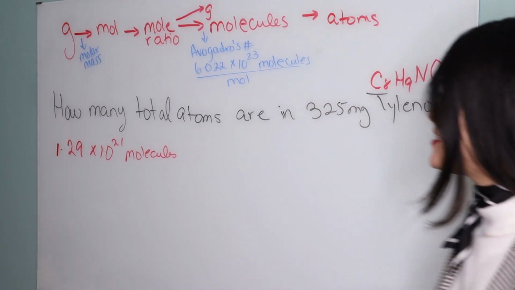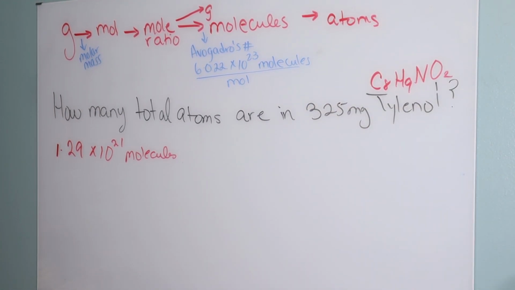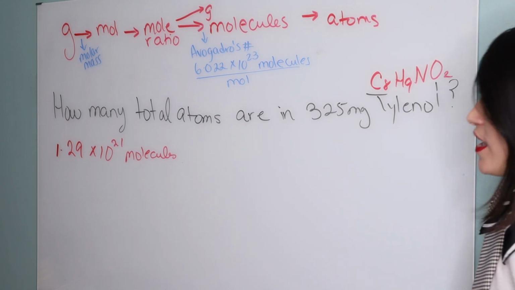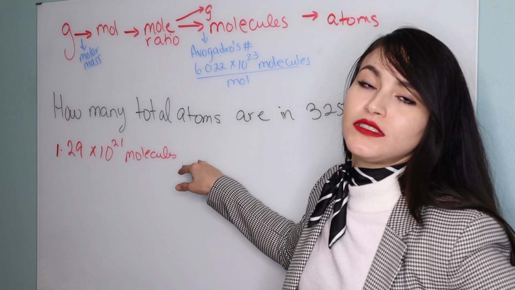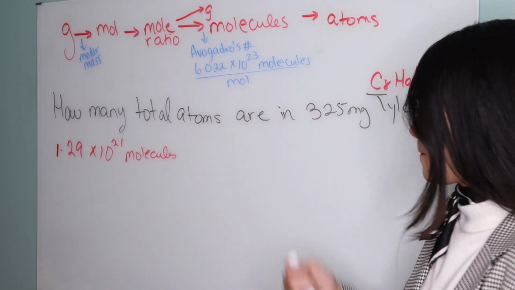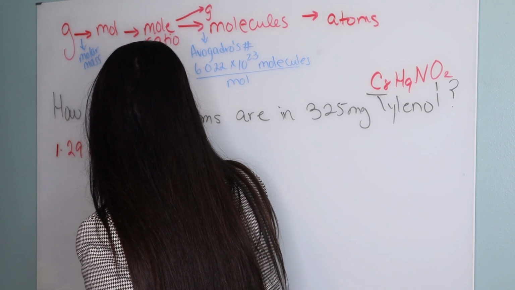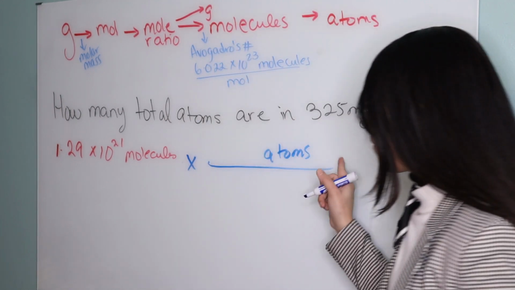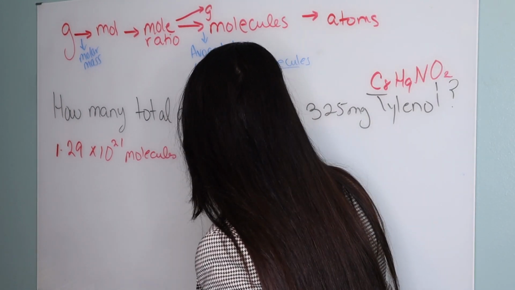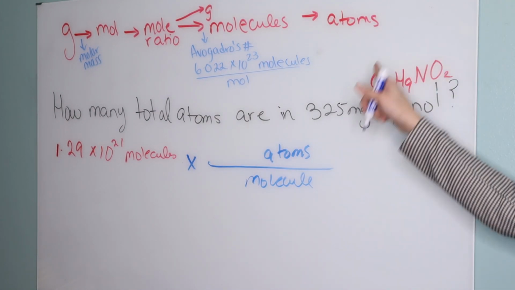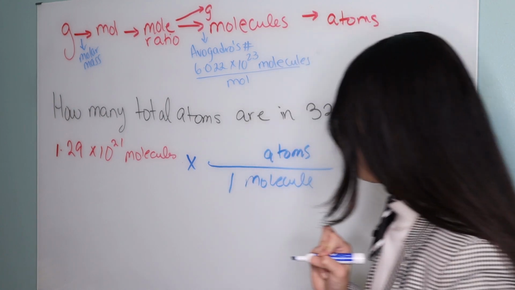The next question is asking, how many total atoms are there in 325 milligrams of Tylenol? Again, this is the chemical formula for it. We've already figured that out. And then I have over here the molecules that we've already found out. So once again, we're going from molecules to atoms. Let's do it. Atoms go on the top because it's what I want. I want to get rid of molecules, so that's going to go at the bottom. We just have 1 molecule. So there goes a 1.